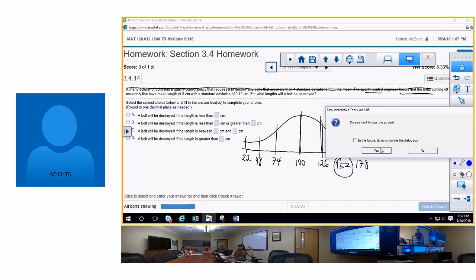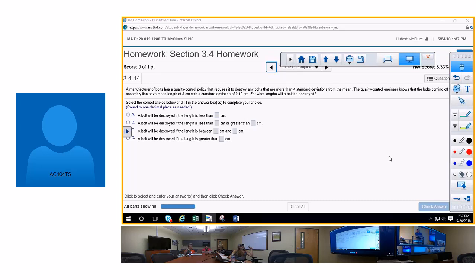A manufacturer of bolts has a quality control policy that requires it to destroy any bolts that are more than 4 standard deviations from the mean. Okay, so when you see 4 standard deviations from the mean, you know it's going to be an empirical rule question. Mean of 8 with a standard deviation of 0.1. So that means you need to draw a picture. So draw a picture, everybody.